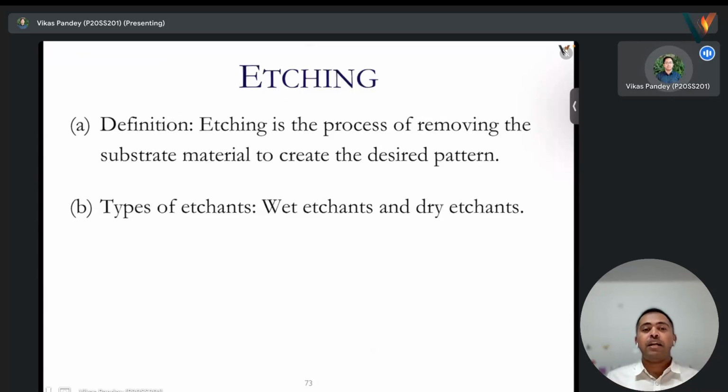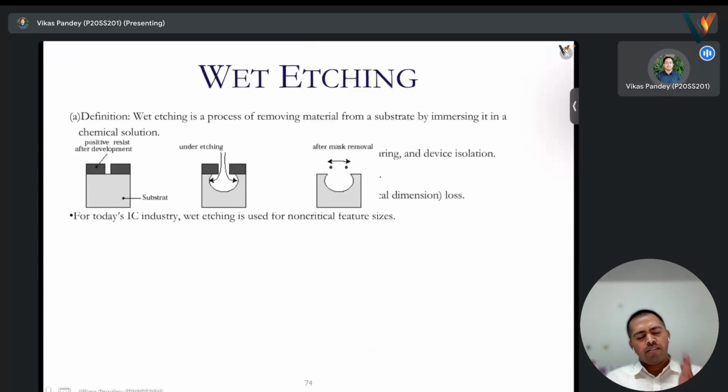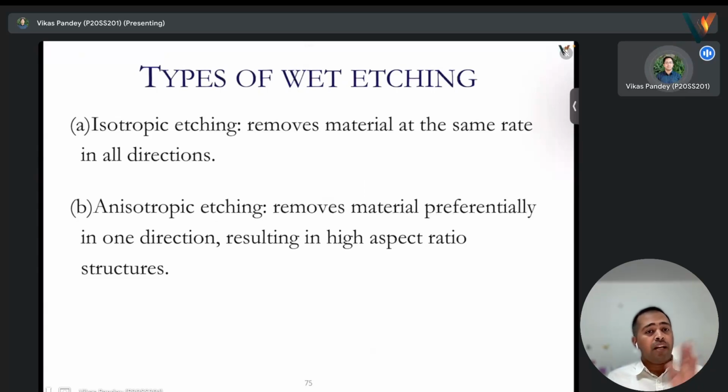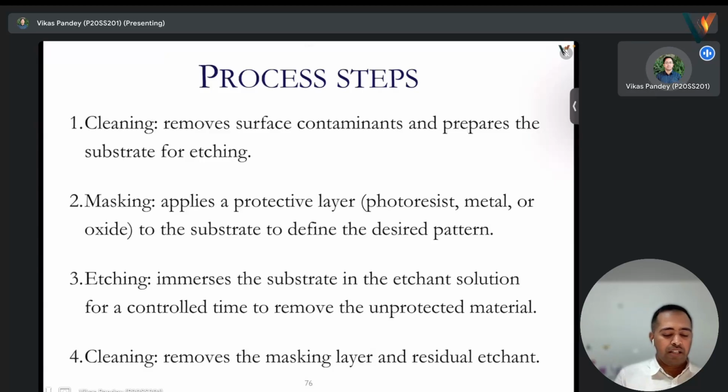Again, this etching process is of two types: wet and dry. In case of wet, just like we learned about cleaning, wet and dry. Here, when we are putting it inside a wet chemical, that becomes wet etching. That can be isotropic, and we will not go into much detail on this in this course. I think that will become a bit complex. And then the process steps, like we saw: cleaning, masking. Masking is done using lithography, then etching, and then again cleaning.